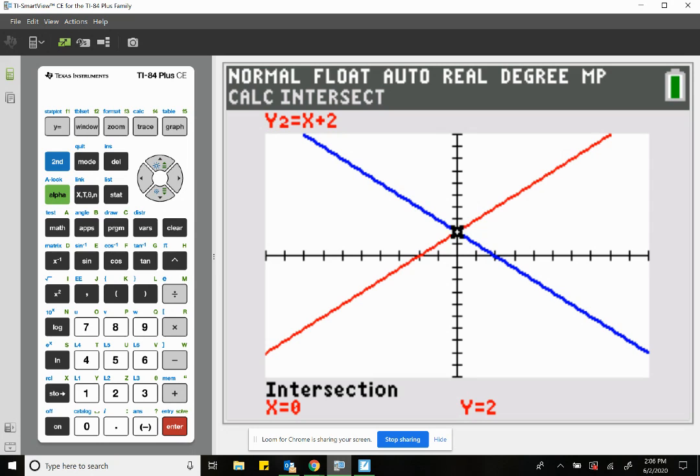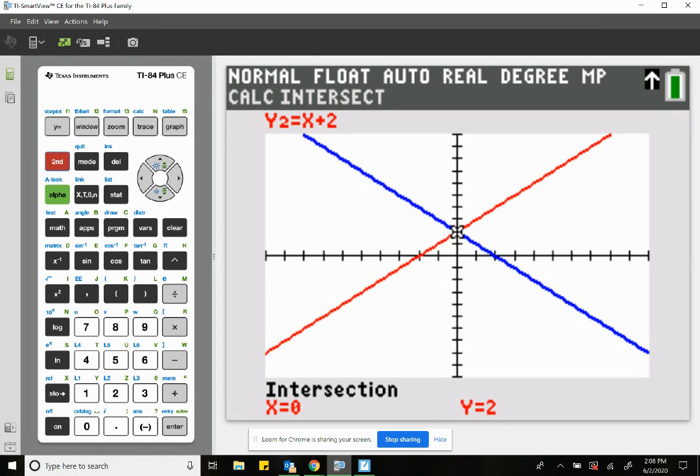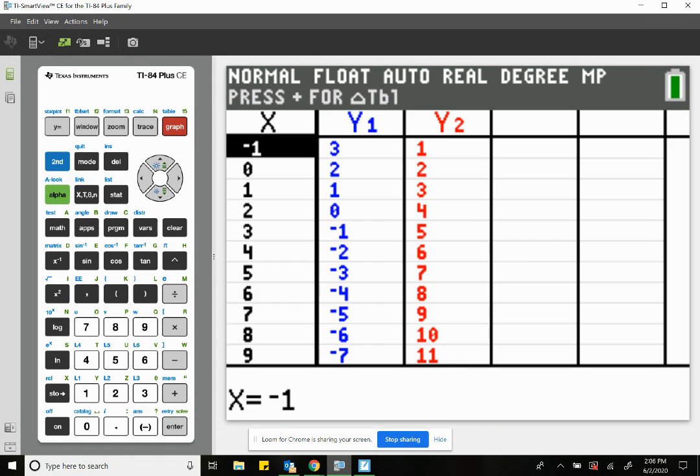Another way is to hit second graph and go into the table.